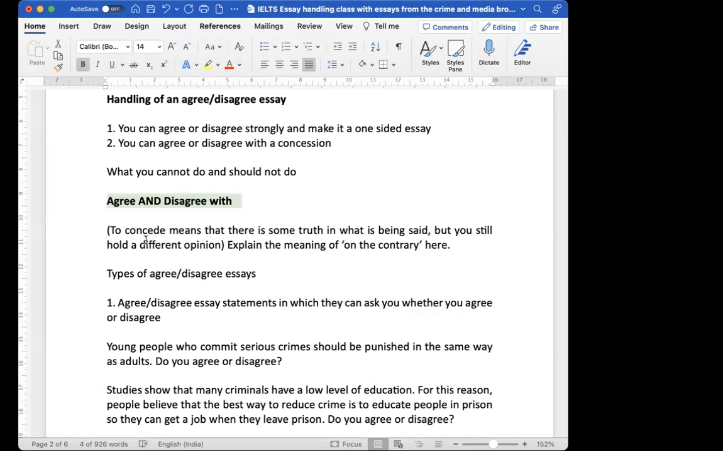See, I always kill so many birds with one stone. Okay, what you cannot do and should not do: you cannot agree and disagree with the same thing. You cannot say "I agree and I disagree." You cannot make one paragraph of agree and one of disagree. Is that clear?